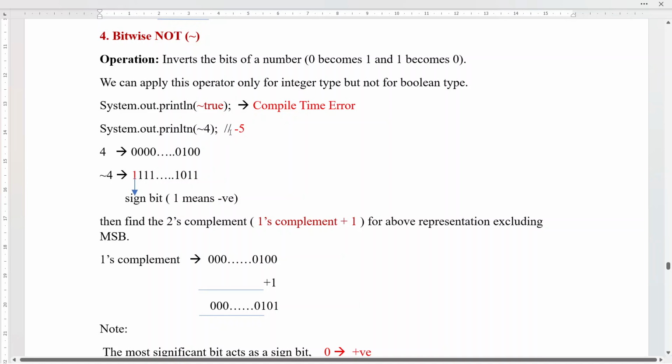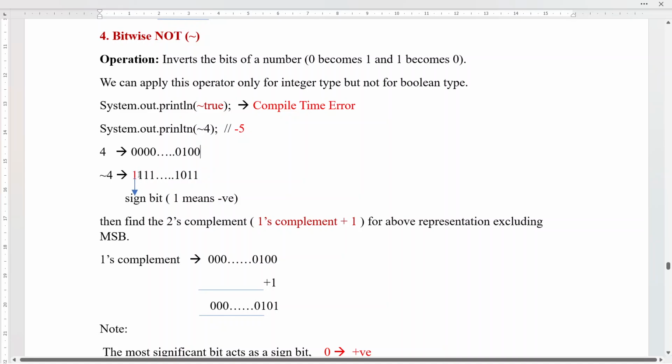Not 4 returns -5. Let's see how it returns -5. The binary value of 4 is 0000 0100, and these are 32 bits. Then in order to find NOT, we have to invert all the bits. So after inverting, 0 becomes 1, 0 becomes 1, and so on, up to 0 becomes 1, 1 becomes 0, 0 becomes 1, 0 becomes 1.